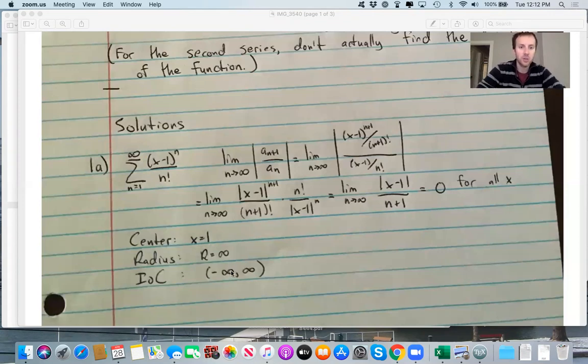For the second two, we don't really have to do any more work, because once we find out that no matter which x you pick, you get 0, that means no matter which x you pick, the series converges. And when that happens, the radius is infinite, and the interval of convergence is everything. So if you find out the ratio test always says converges, or the root test, or whichever test you're using, then the interval of convergence is everything, and the radius is infinite.